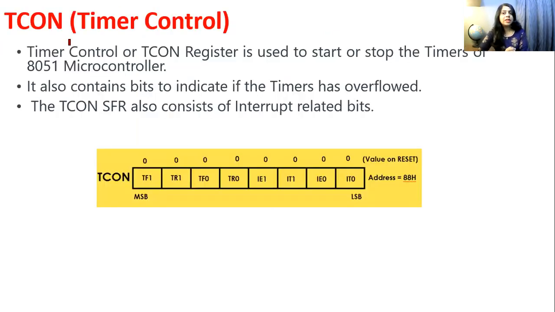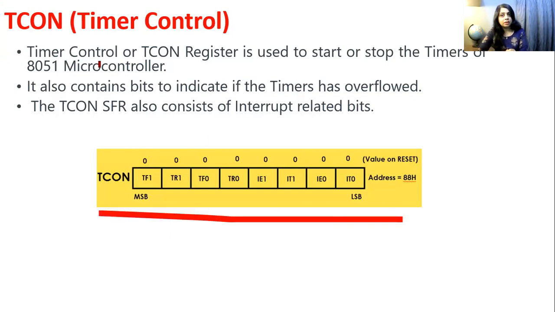Now what is the TCON register? That is the timer control register. TCON is a special function register whose size is 8 bits. The timer control or TCON register is used to start or stop the timers of the 8051 microcontroller. That means it is used either to stop the timers or to start the timers.